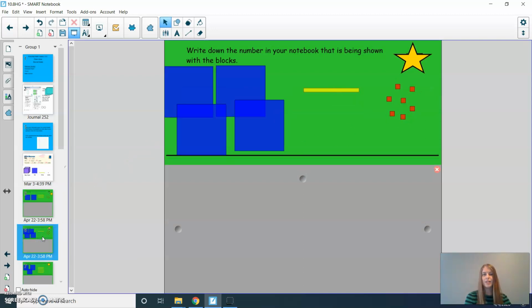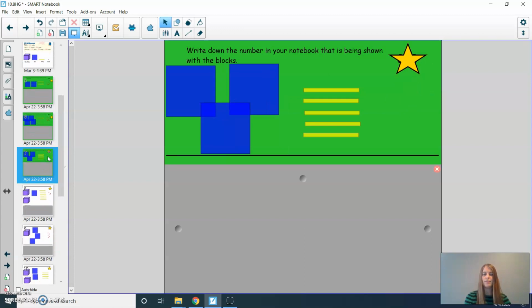Write down the number in your notebook that is being shown with the blocks. Press play to hear the answer. If you said 417, you are correct. Our one long is represented in the 1 in our tens place, and we have 7 ones. 1, 2, 3, 4, 5, 6, 7, 417.